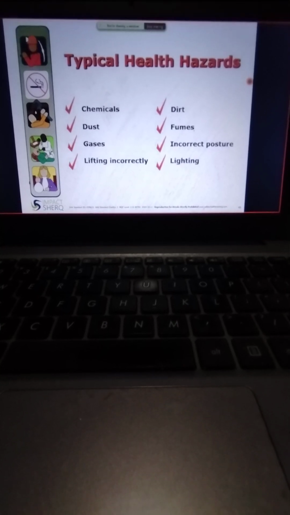Fumes, they affect people's health. Incorrect posture and poor lighting. All of these are things that can affect the health of people, and our job in health and safety is to identify these hazards and make sure that we deal with them and make sure that people are safe.